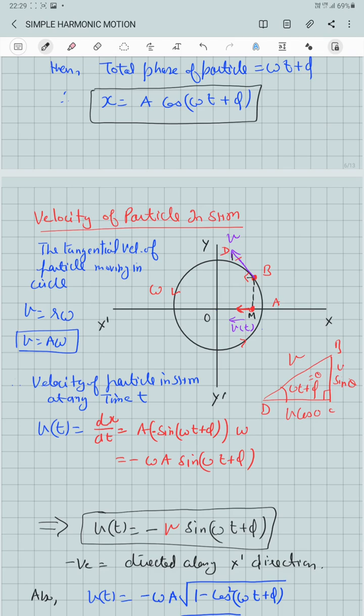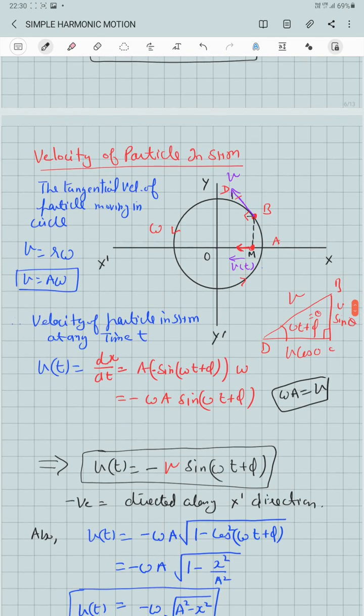The velocity at any time t in simple harmonic motion can be obtained by taking the time derivative of the instantaneous position of the projection of the particle. So if we take the time derivative of x, the velocity at any time t comes out to be minus omega A into sine of omega t plus phi. If we substitute the omega A product equal to v, the velocity at any time t will be equal to minus v into sine of omega t plus phi, where we have used omega A is equal to v, which is the maximum velocity of the particle directed tangent to the circle at any time.